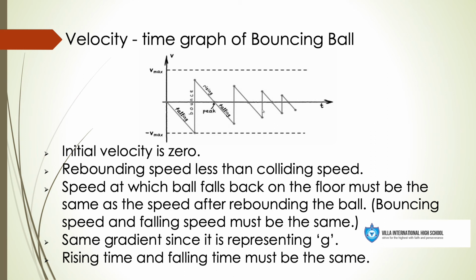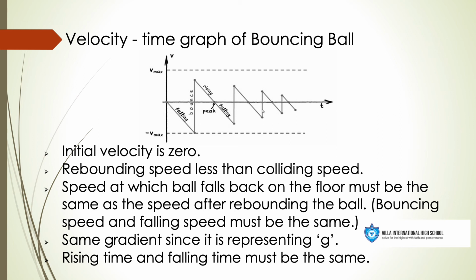Also, one more thing you have to remember: when it bounces back with 19 meters per second, next time it hits the ground it should be 19 meters per second. That means the speed at which the ball falls back on the floor must be the same as the speed after rebounding. Bouncing speed and falling speed must be the same.